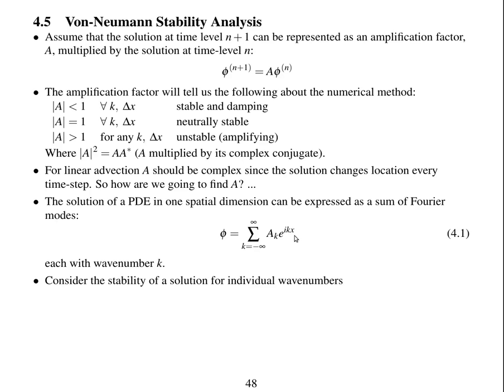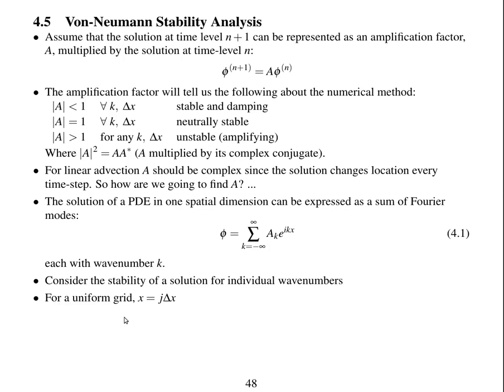We know that the linear advection equation is a linear equation, so if we have a number of solutions and add them up, take a linear combination, then that will also be a solution. And we're looking at linear finite difference schemes. So again, if we take a linear combination of solutions of linear schemes, the resulting solution will also be a solution. So it's valid to consider the solution just of individual wave numbers.